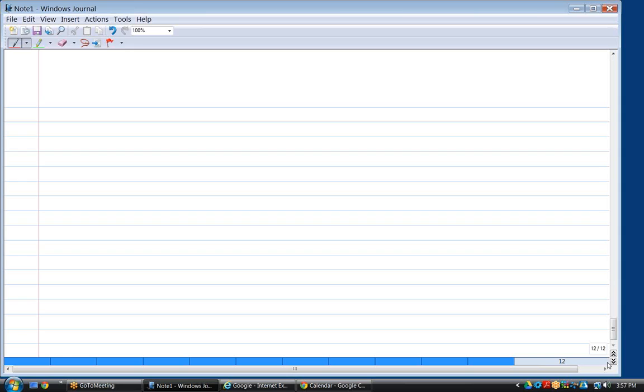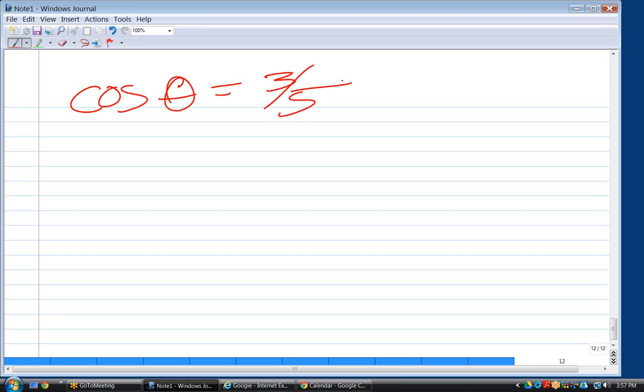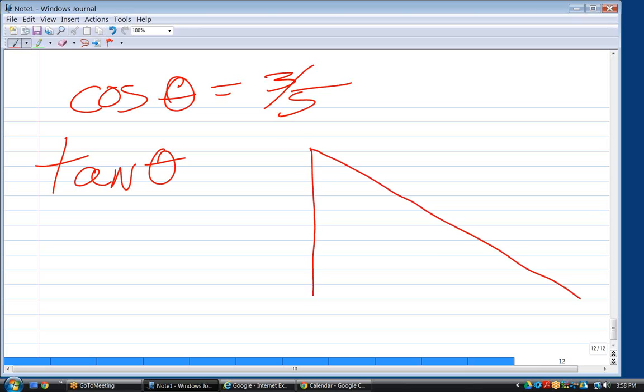Here's the classic trig problem. We got 3 minutes. Let me give you this problem. If cosine of theta equals 3/5, then what is the tangent of theta equal? That is the classic trig problem, and the solution is always the same. You don't want to draw a unit circle like I started to there. What you want to do is just draw a triangle and label a right triangle and label theta.